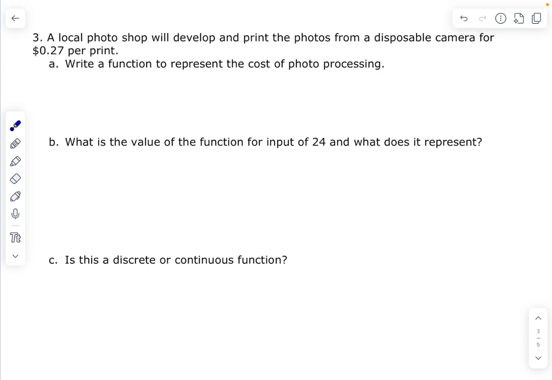So it says a local print shop will develop and print the photos from a disposable camera for 27 cents per print. Write a function to represent the cost of photo processing. First, we need to define our variables. So I'm going to say let x be the number of prints.